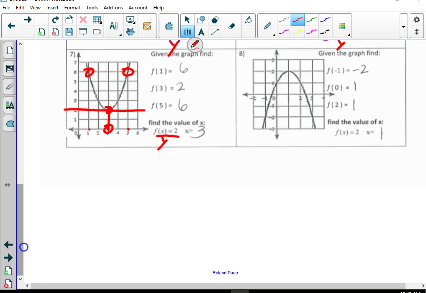Same thing over here, more of the same. -1 gives you -2. 0 gives you 1. 2 gives you 1. And if y is -2, where is that? -1. That should be a negative here. My mistake, that should be a -1.